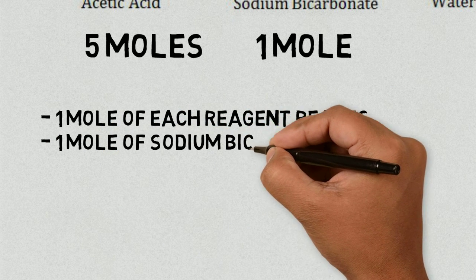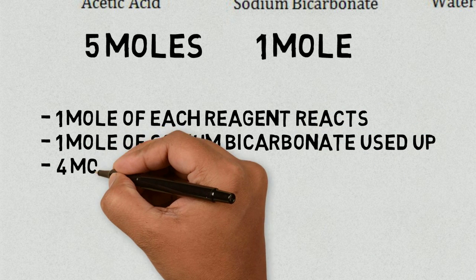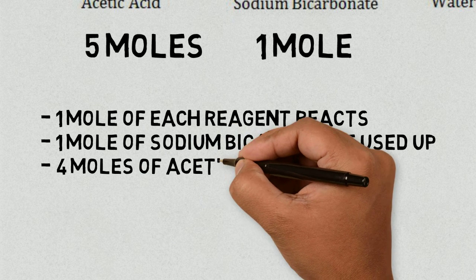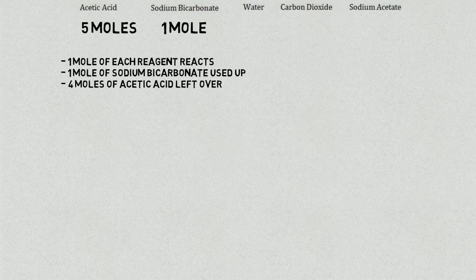So if I were to place 5 moles of acetic acid with 1 mole of sodium bicarbonate, only 1 mole of the acetic acid would have reacted. So there would still be 4 moles of acetic acid left in the reaction. Now let's think about this for a second.